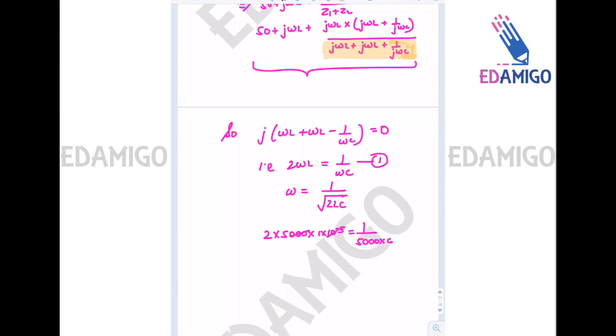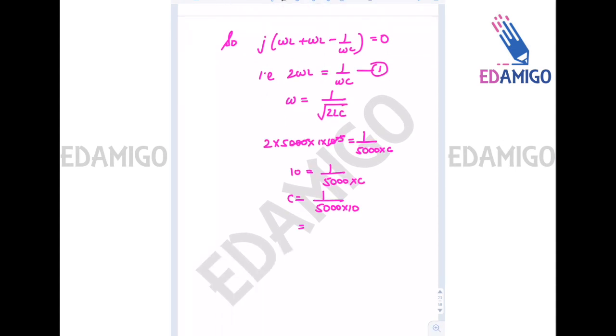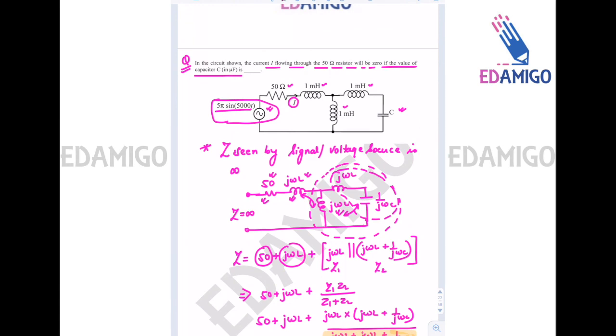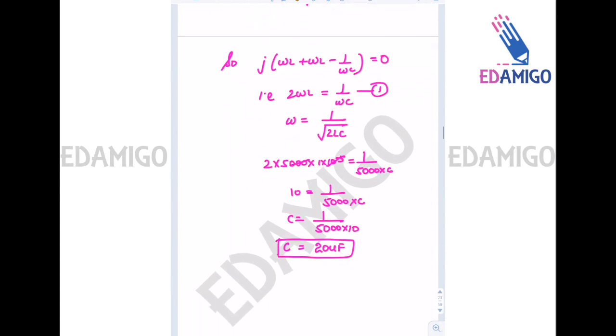So this will cancel out, and this gives 10 is equal to 1 upon 5000 into C. C is equal to 1 upon 5000 into 10, which comes out to be 20 microfarad. So the value of C is 20 microfarad. A very important point is that since the value of capacitance is to be given in microfarad, the answer is 20 directly. So this solves our question.